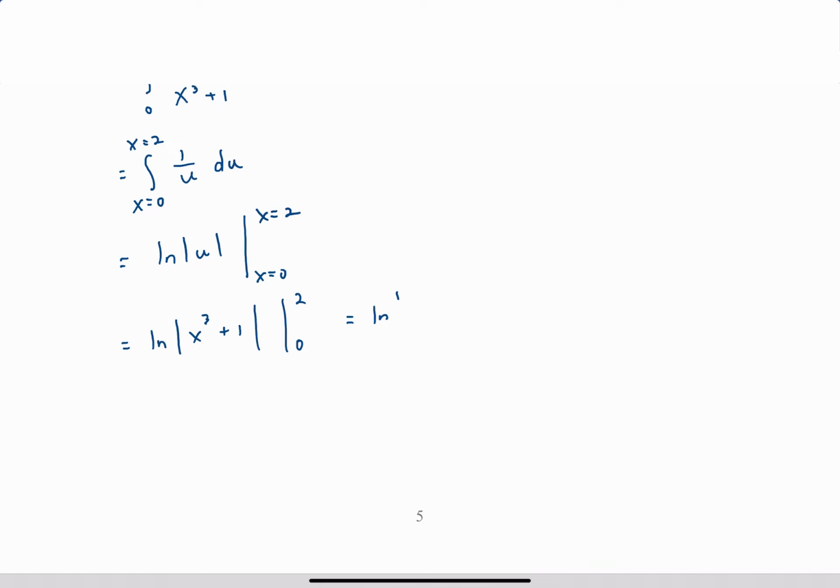So I'll have the ln of the absolute value of 2 cubed plus 1 minus ln of the absolute value of 0 cubed plus 1. So that gives me ln of the absolute value of 9, and the absolute value of 9 is just 9, minus ln of the absolute value of 1, and the absolute value of 1 is just 1. And again, the log of 1 is just 0, so I wind up with ln of 9.